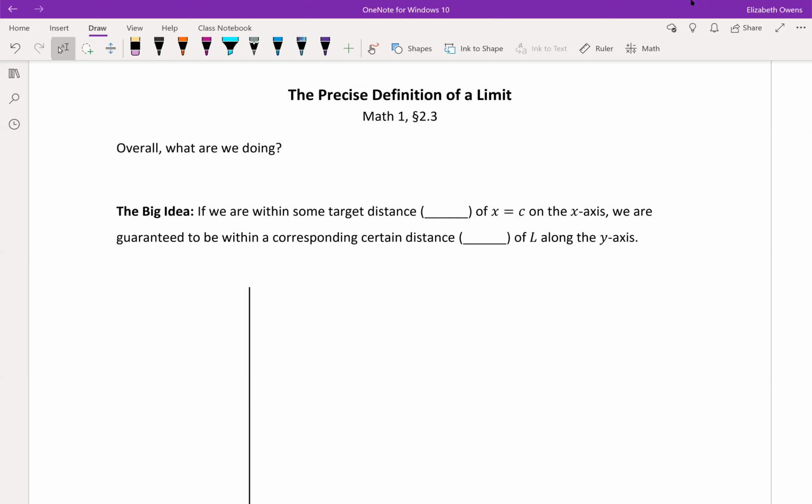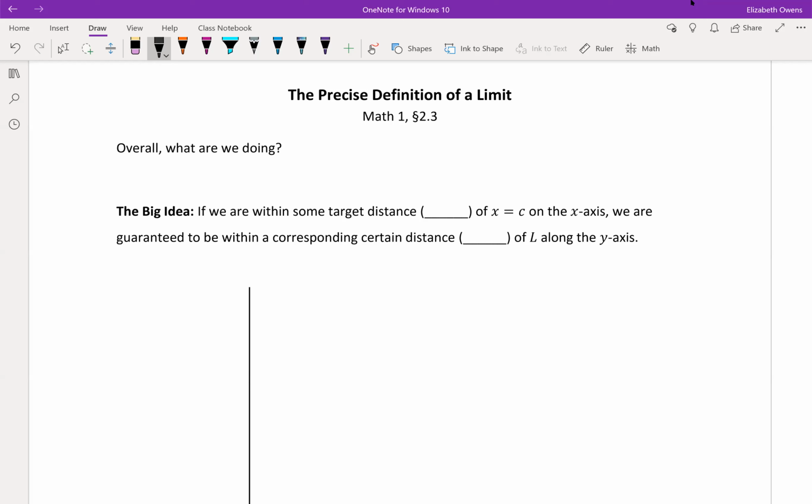Hello and welcome to section 2.3. Let's get started looking at this. In section 2.3, we're going to learn the precise definition of a limit. So this is a more formal way of talking about limits and how they come to be.